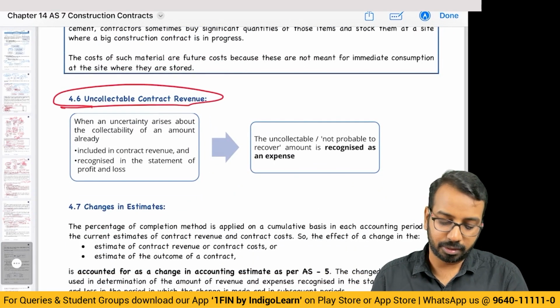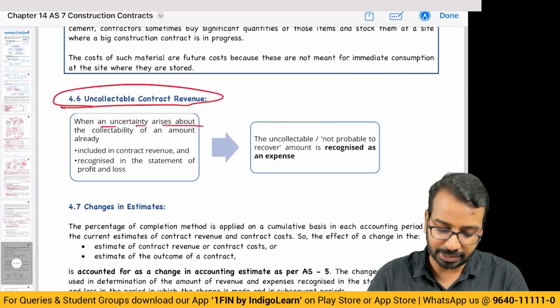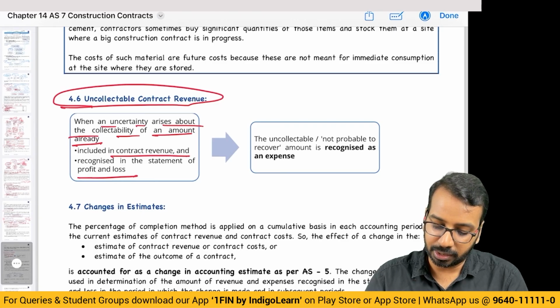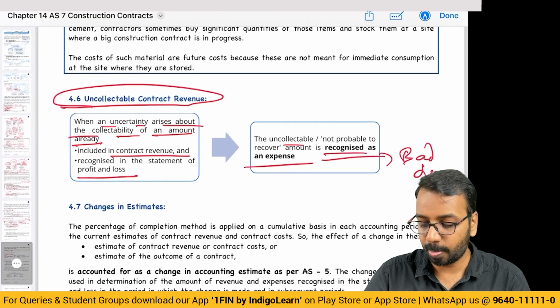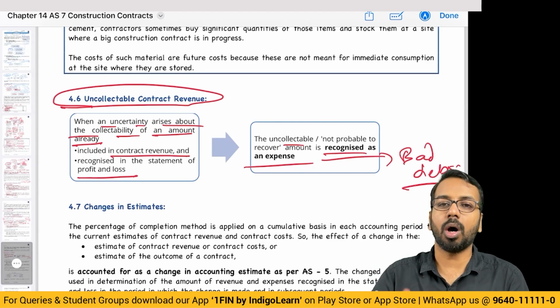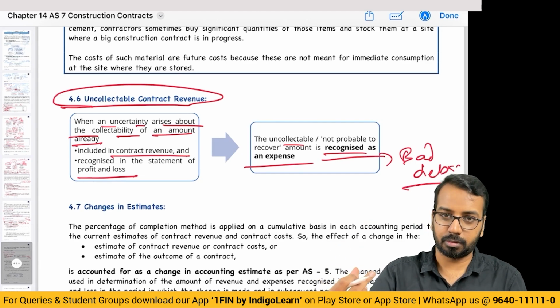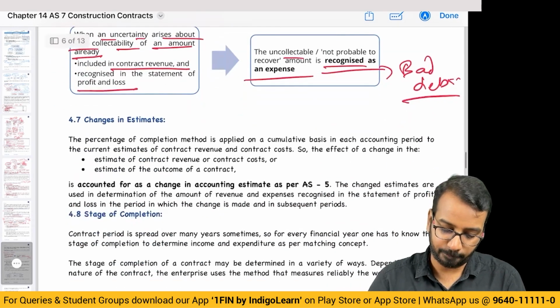Uncollectible contract revenue. When an uncertainty arises about the collectibility of an amount already included in revenue and recognized in P&L, then the uncollectible amount is recognized as an expense subsequently. This is basically your bad debt expense or your provision for bad debt.